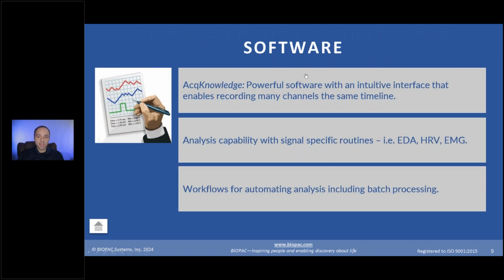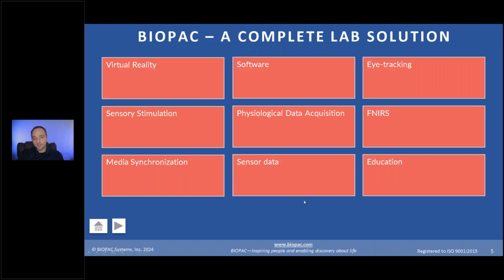At the center of it, we have our Acknowledge software, which is very intuitive. It enables you to record many different types of data, many different channels, and actually even many different devices, all synchronized, all on the same timeline. It could be multiple people as well. And we have signal analysis routines that are specific to, for example, skin conductance, electrocardiogram, or heart rate variability, etc. And to make things easy, there are automation tools, workflows, and batch processing tools that make data analysis very easy.